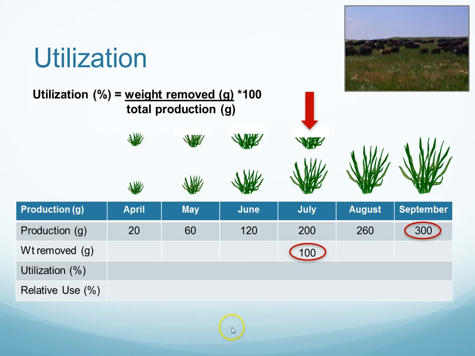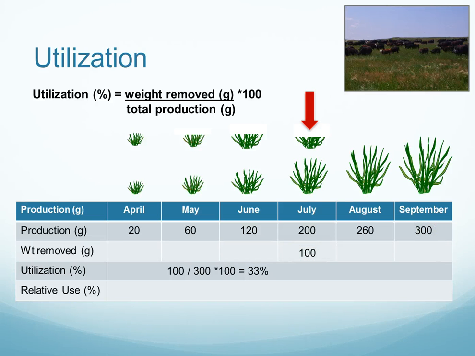Since the growing season continues through September, we would need to evaluate total peak standing crop in September so that we could evaluate utilization, and that would be 33%, or 100 divided by 300 grams times 100, for 33% utilization.